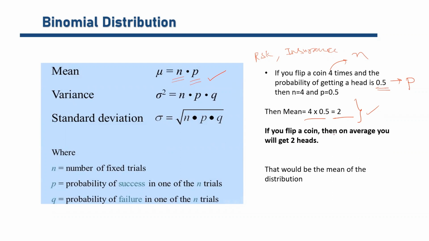If you flip a coin, then on average you will get 2 heads. We'll see this through an example also.